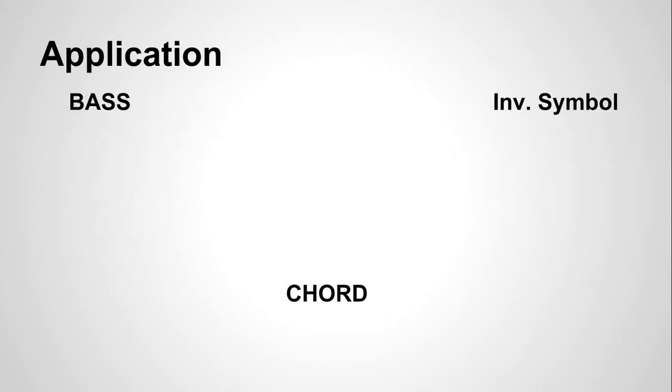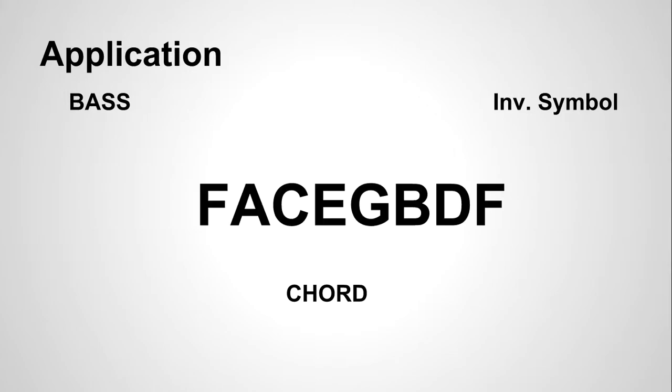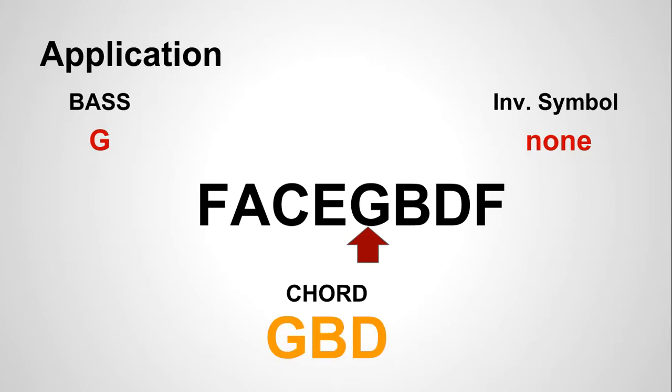So let's apply it now. We need a bass note, an inversion symbol, and then we'll figure out the chord. So we will add our second form of the musical alphabet to figure this out. So if I had a G in the bass and I had no inversion symbol, that would mean G is the root. Therefore, my chord would be G, B, D.